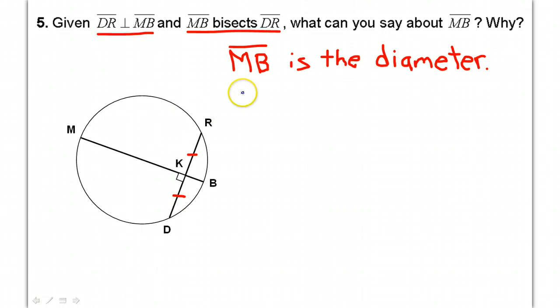And again, when we answer the question of why, we will make one of those statements where we mention the two words that were given, perpendicular and bisector, and end with the conclusion about diameter. So we will say this: since segment MB is a perpendicular bisector, it must be the diameter.